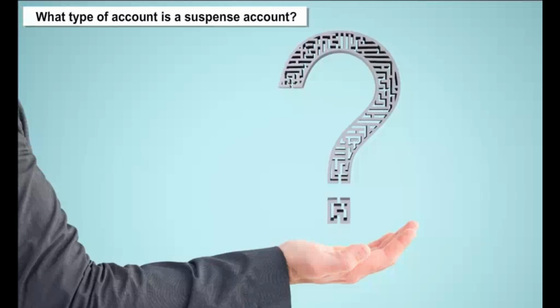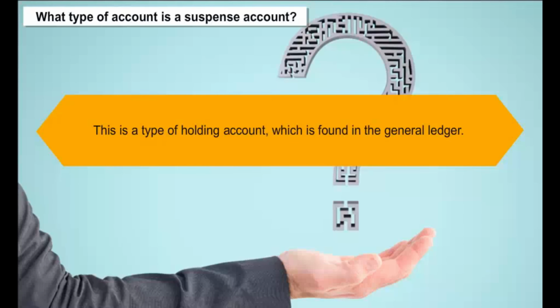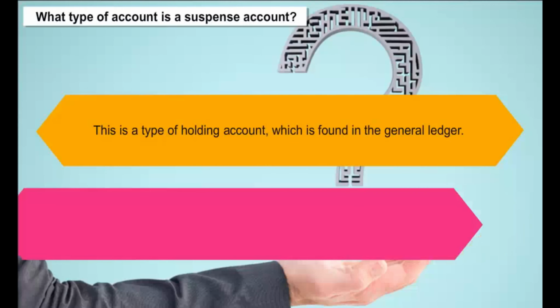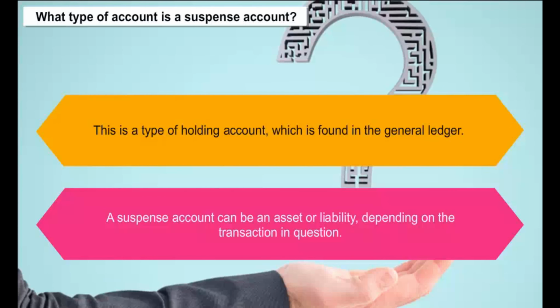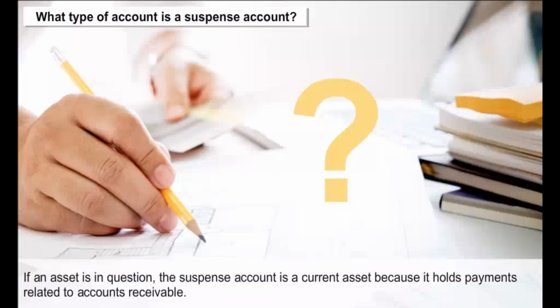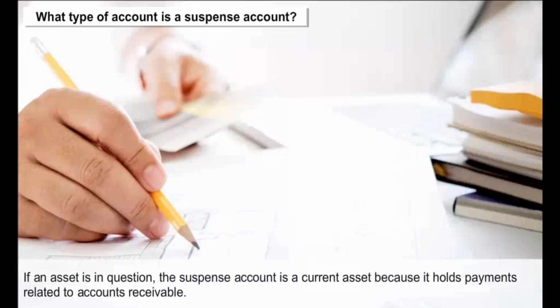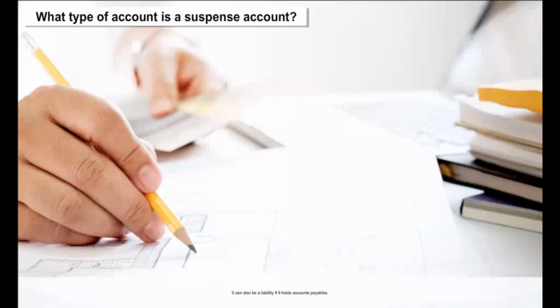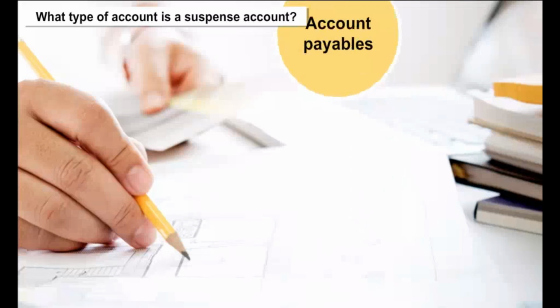What type of account is a suspense account? This is a type of holding account which is found in the general ledger. A suspense account can be an asset or liability, depending on the transaction in question. If an asset is in question, the suspense account is a current asset because it holds payments related to the accounts receivable. It can also be a liability if it holds accounts payables.